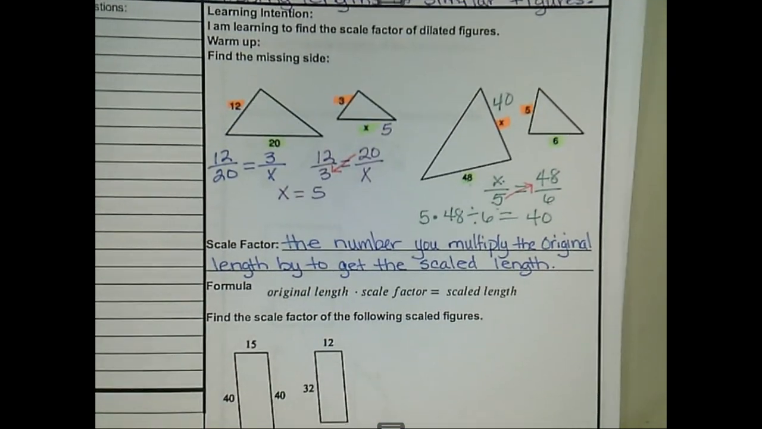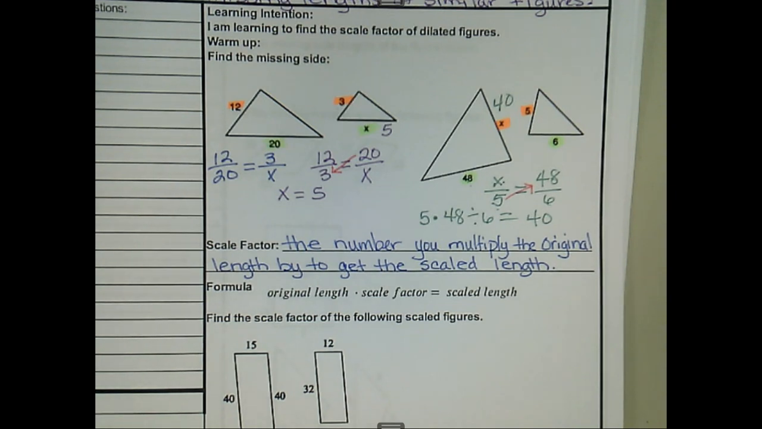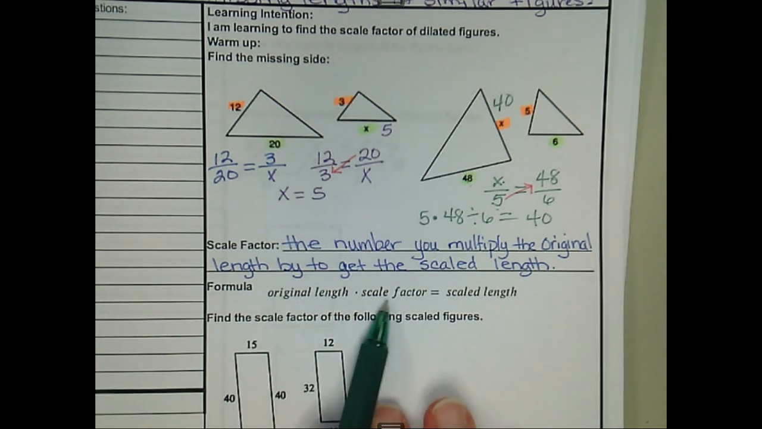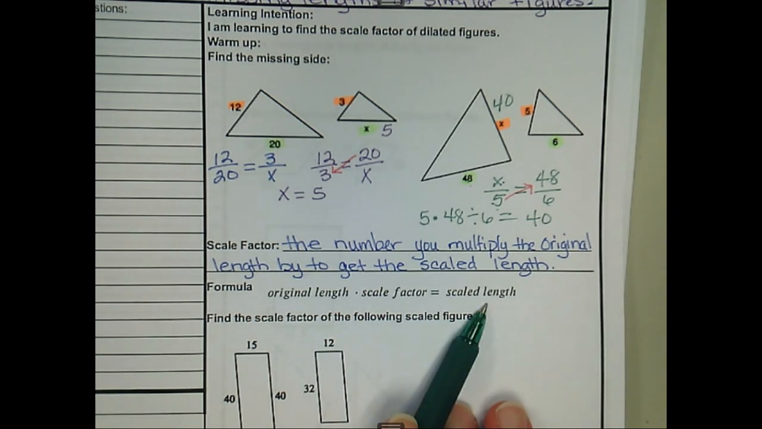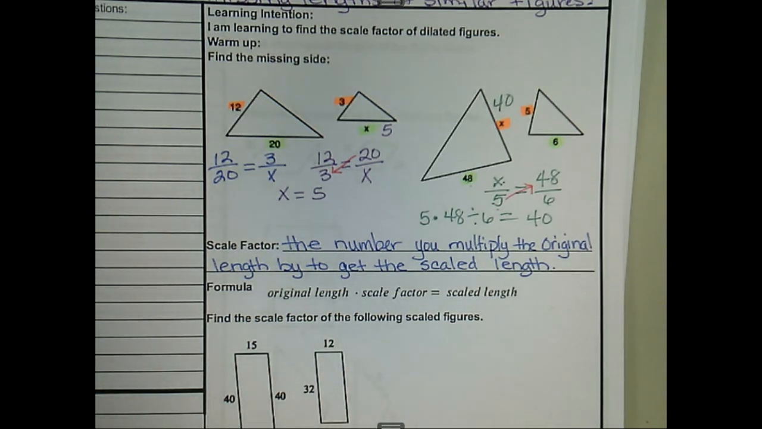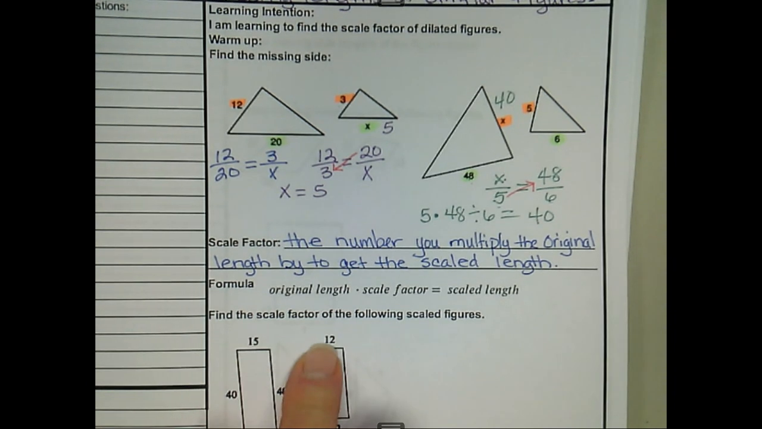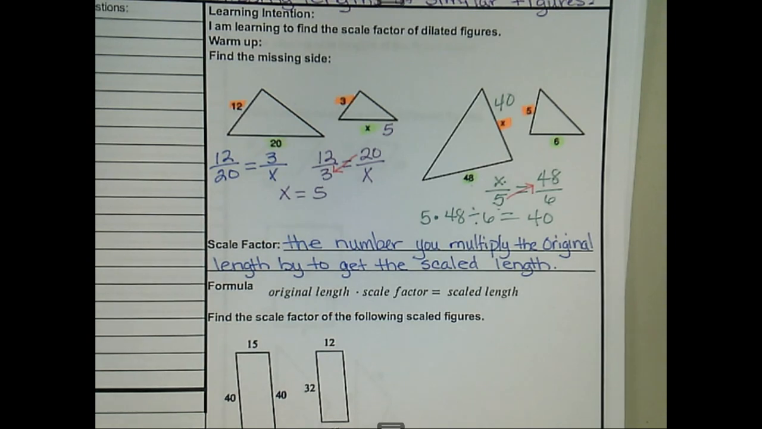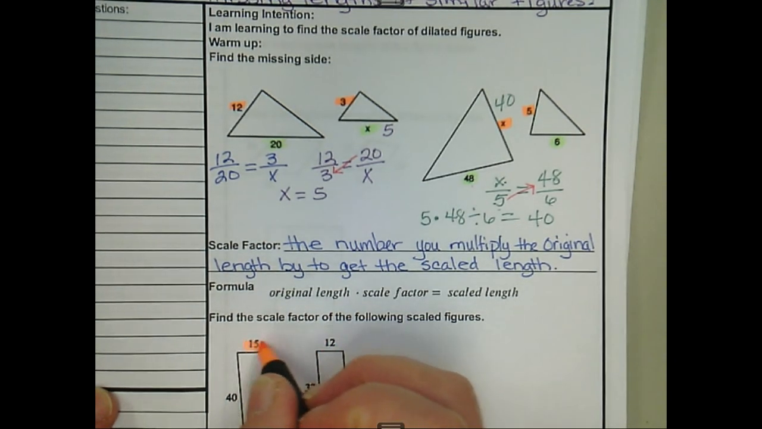And this brings us back to the idea of scale factor. Your scale factor is the number you multiply the original length by to get the new scaled length. So for your formula, your original length times your scale factor will give you the scaled length. So find the scale factor of the following scaled figures. Step 1, you have to determine which sides correspond. I can use 15 and 12, or I can use 40 and 32. Does not matter. So I'm going to use 15 and 12.